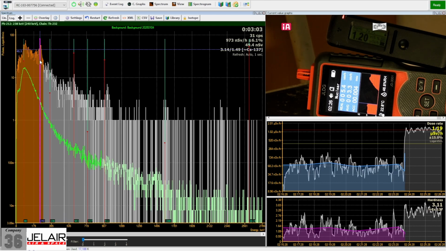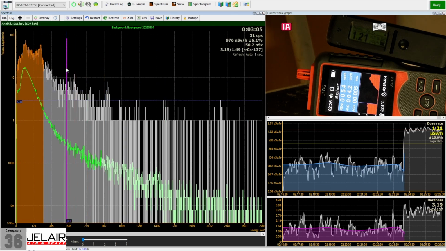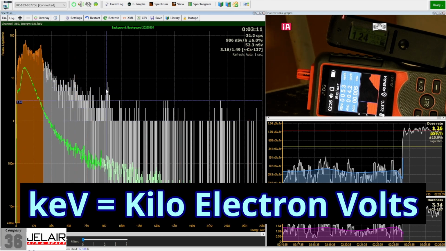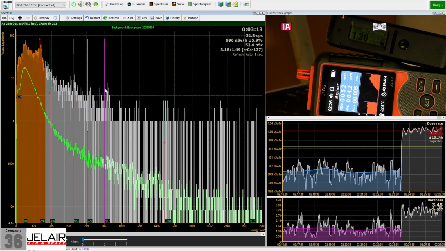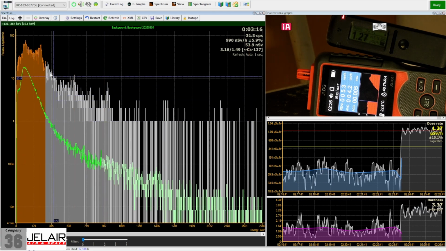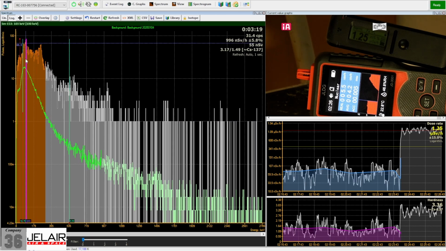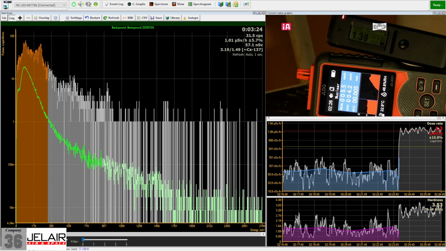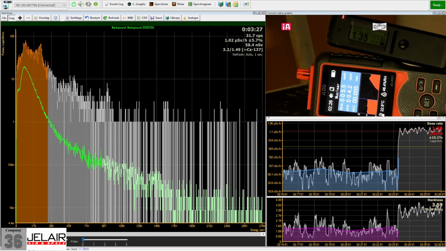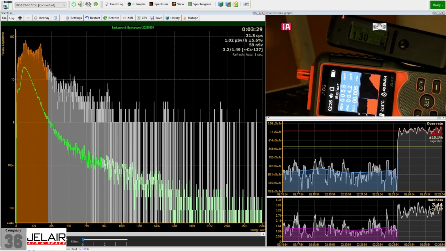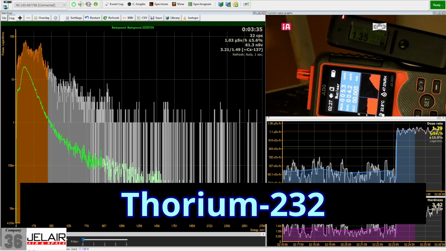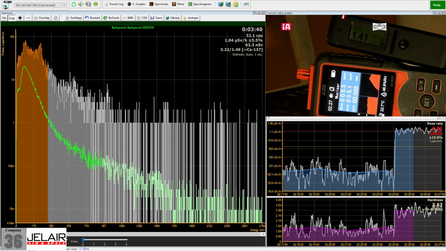I'm holding the mouse on 238 kilo electronvolts. Right now I'm sliding to the right, and you can see the green lines that form. They show up where the peaks of the Thorium 232 are supposed to line up, and it appears to line up correctly. So initial indications suggest that this is indeed Thorium 232 being emitted from the camera lens.